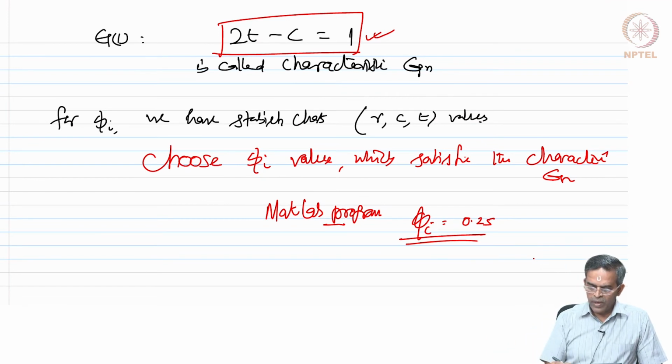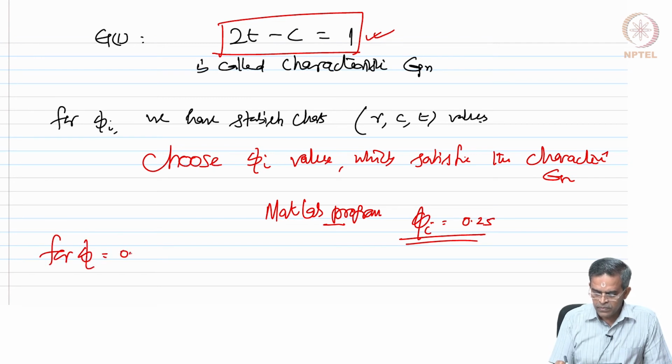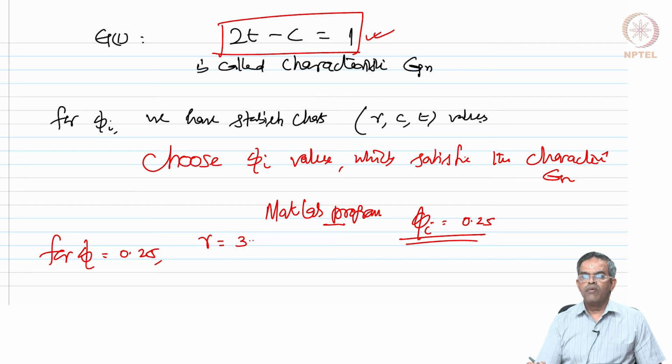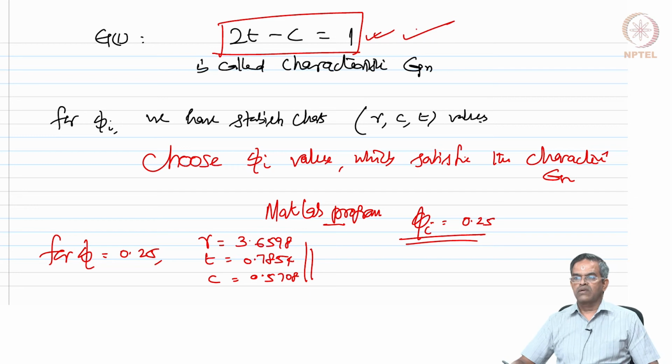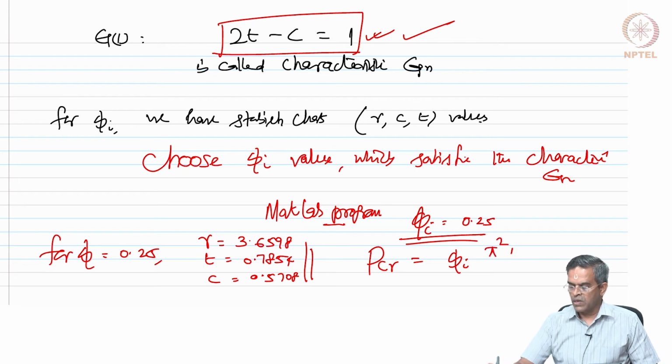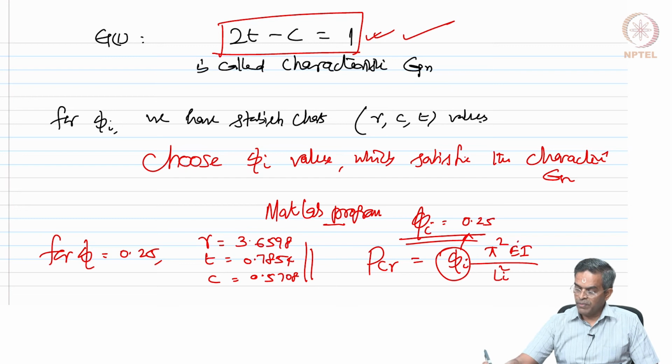So, now for phi value of 0.25, from the chart or table you can refer, R will be 3.6598, T will be 0.7854 and C is 0.5708, which satisfies the characteristic equation. So, now what I do, I substitute PCR as phi times pi square EI by L square, where phi is 0.25. If we know the material constant, the second moment of area or moment of inertia of the cross section, and the length of the member, I can find the Euler's critical load.